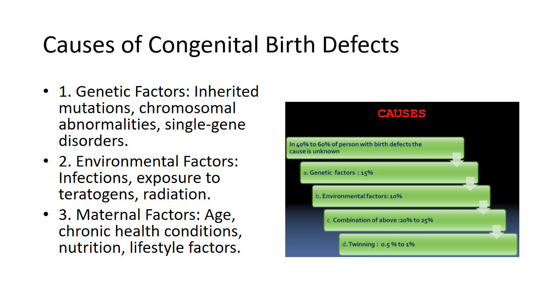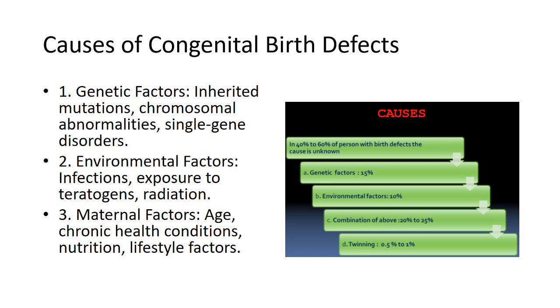Causes of congenital birth defects. Genetic factors: inherited mutations. Some congenital birth defects are caused by mutations in one or more genes. These mutations can be inherited from one or both parents. Chromosomal abnormalities: conditions like Down syndrome (trisomy 21), Turner syndrome (monosomy X), and Klinefelter syndrome (XXY) result from chromosomal abnormalities that occur during cell division.